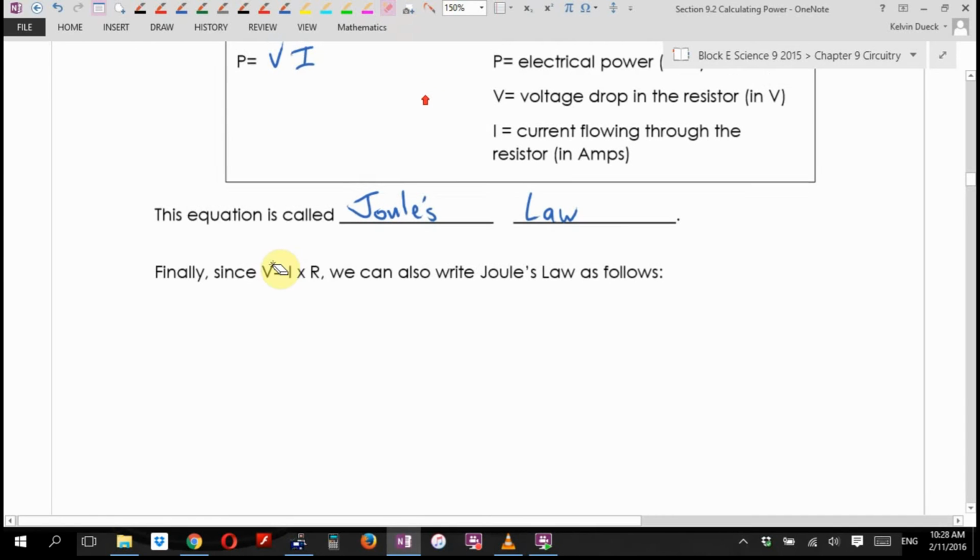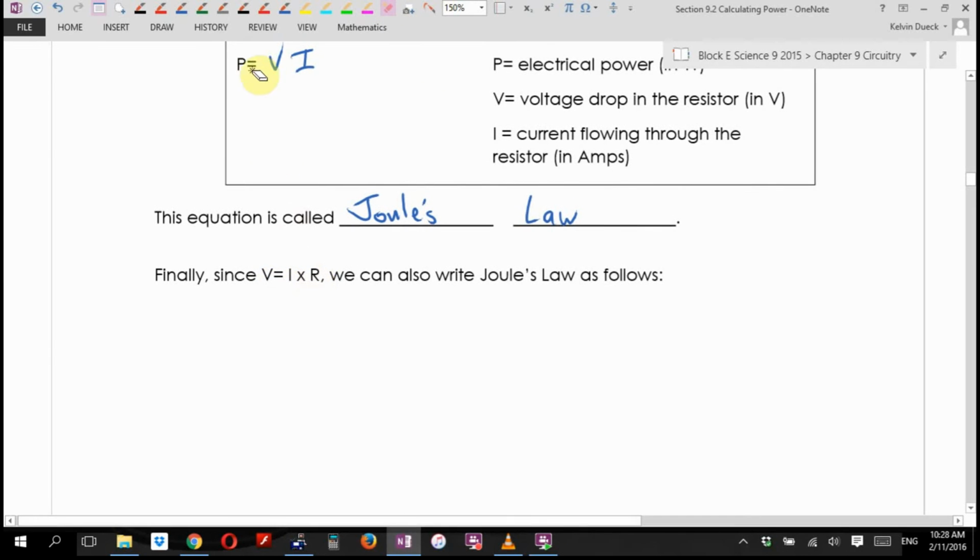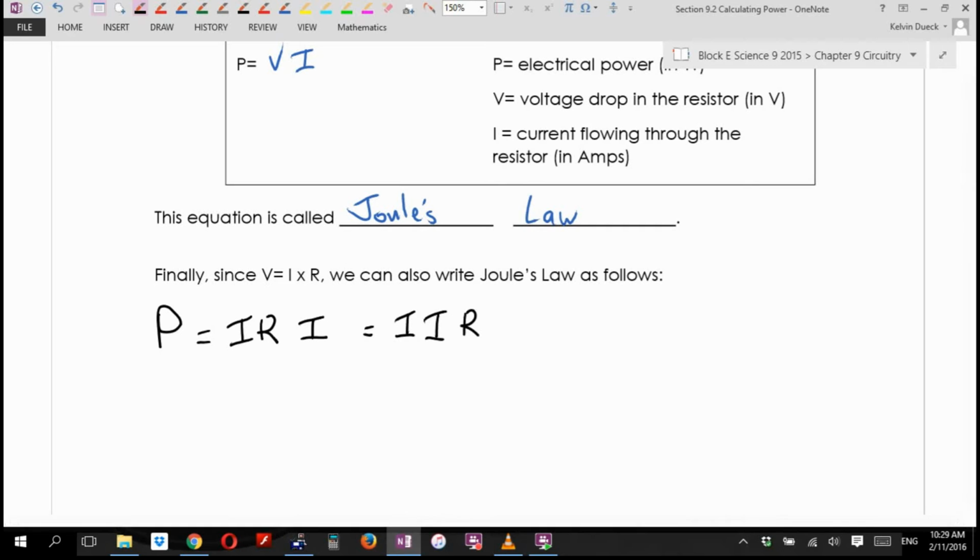Since V equals I times R and P equals V times I, it also means we can write Joule's law as, do you see how I plugged that in for V? I times R times I, or I times R times I. You guys have learned this year, what's a nicer way to write I times I? Squared.